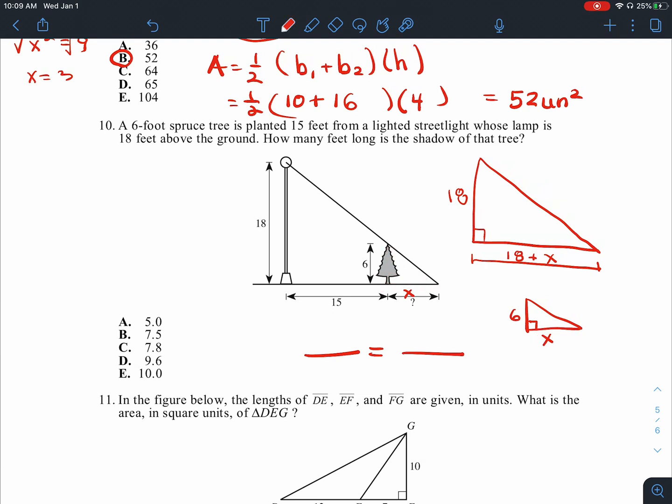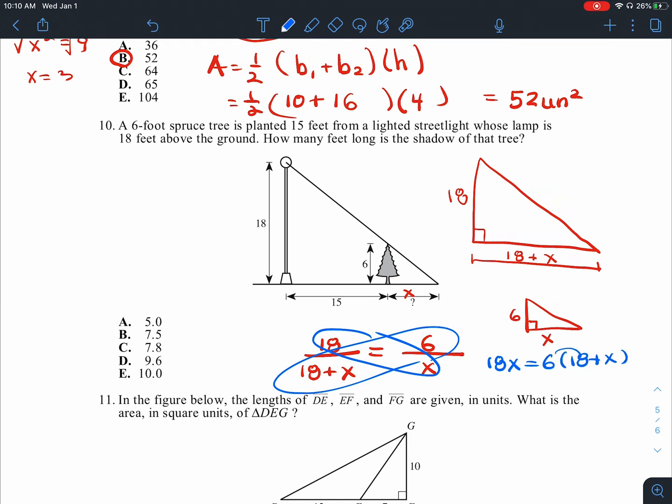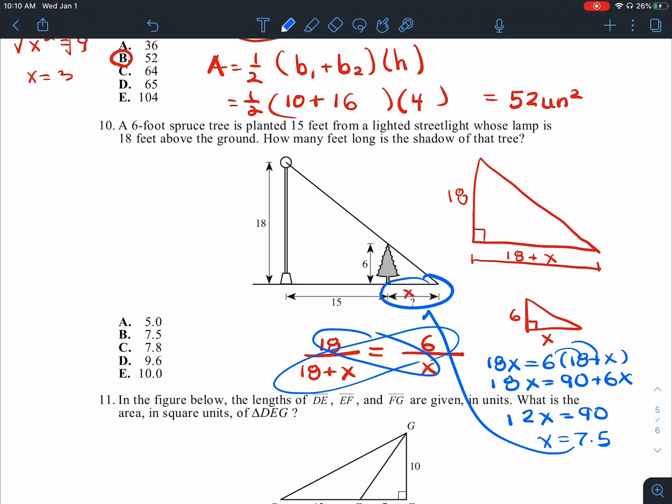Now I have my sides, so I think we can plug in. If I do 18 here, I'd want to do 6 there. Those are proportional sides, and then 15 plus x there over x there. Now to solve this, you can just cross multiply. So we'll take 18 times x, and set that equal to 6 times 15 plus x. You want to be a little careful here: put this in parentheses so that you can distribute. We're just going to gather all of the x's on one side and solve for x. Remember, x in the picture represents the length of that shadow. It'd be 7.5 feet.